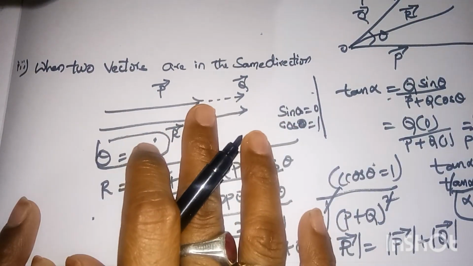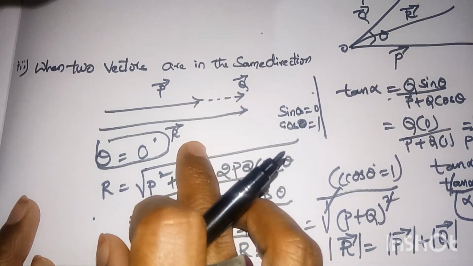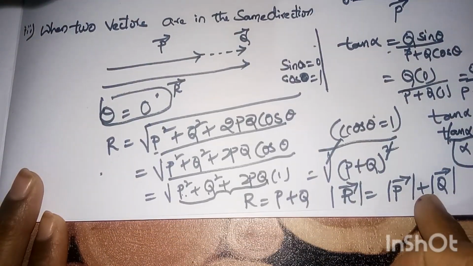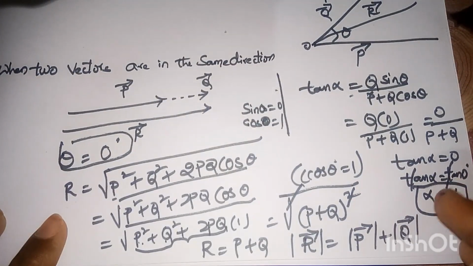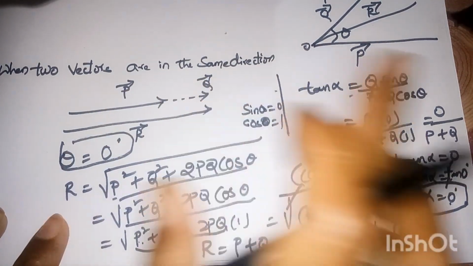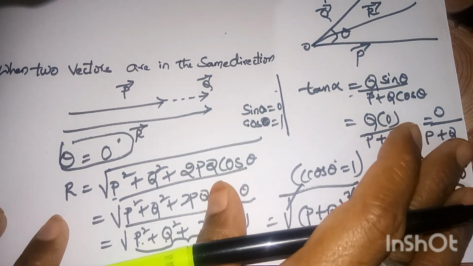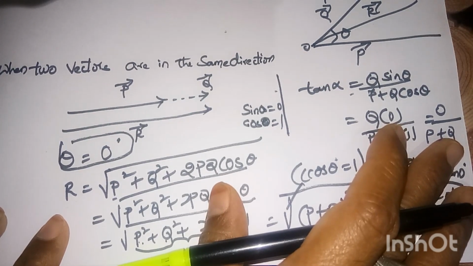Means if two vectors are moving in the same direction, the magnitude of the resultant will be equal to the sum of the magnitudes of the two vectors, and the direction of the resultant vector will be along the same direction of p bar and q bar. Now we are going to discuss when two vectors are moving in opposite direction to each other.